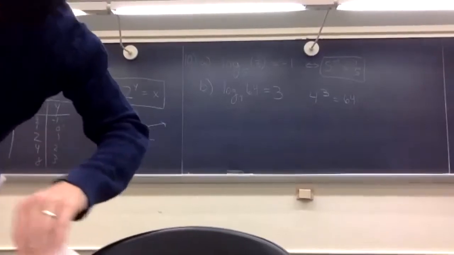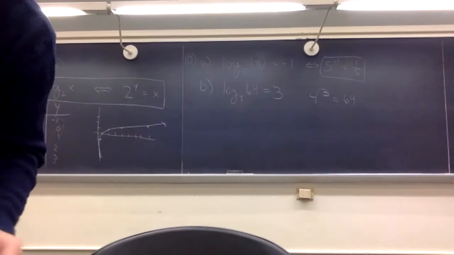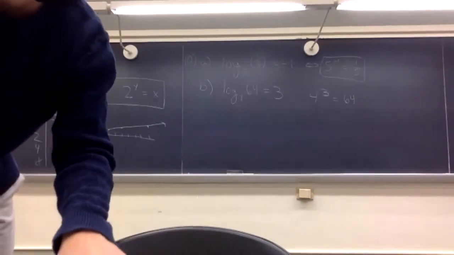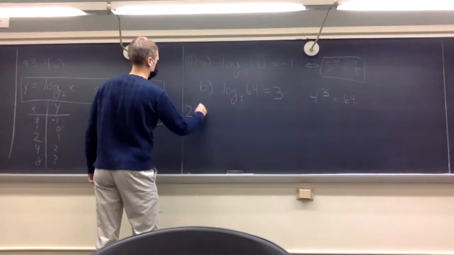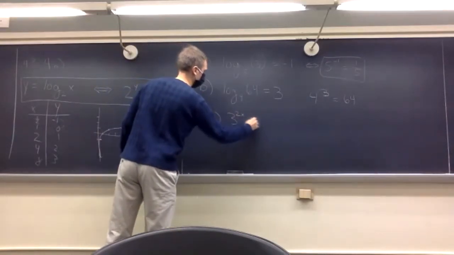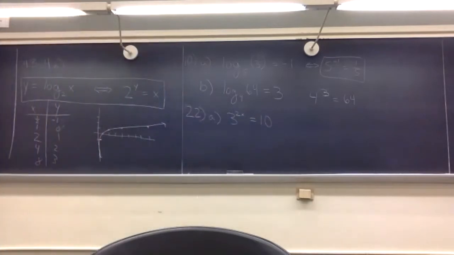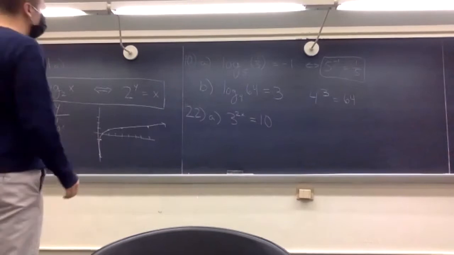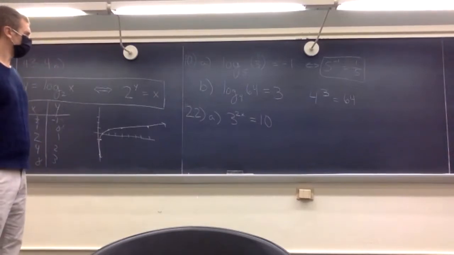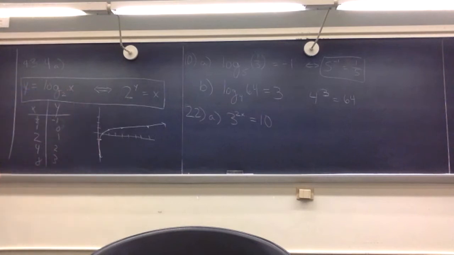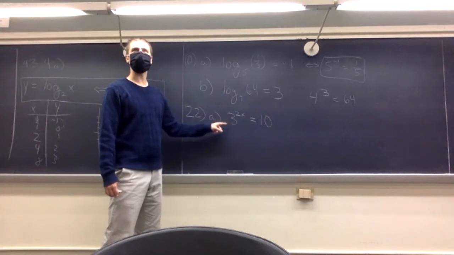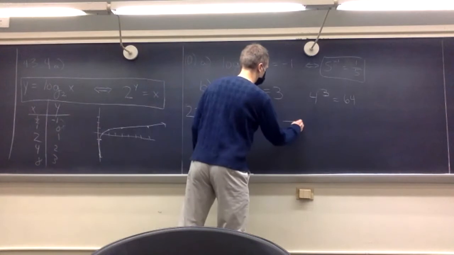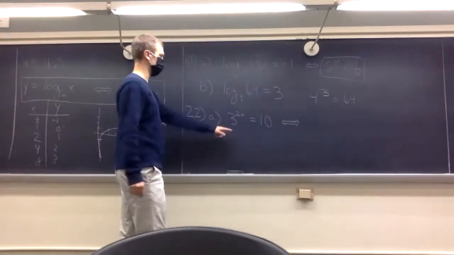All right. So 22 is express the exponential in logarithmic form. 22 is 3 to the 2x is 10, so that's an exponential form. And all we want to do is put it in logarithmic form. So here, there's maybe a little bit more guesswork, but I think the key to remember is use the same base. Right? So the equivalent form is to use this logarithm base 3.